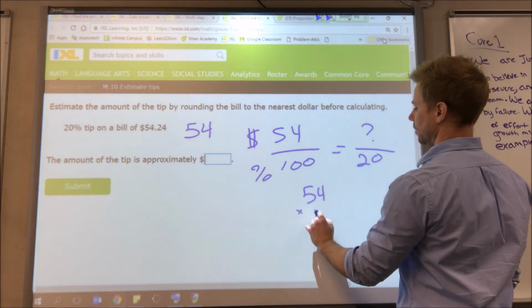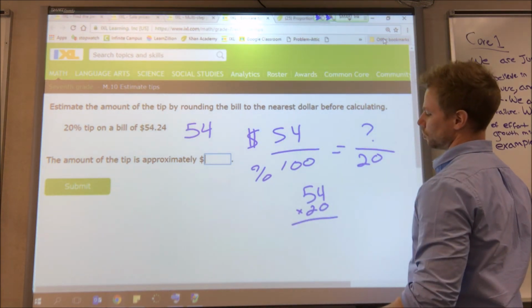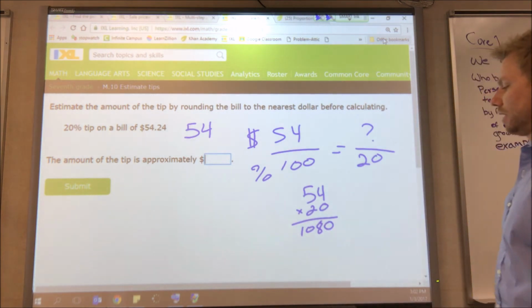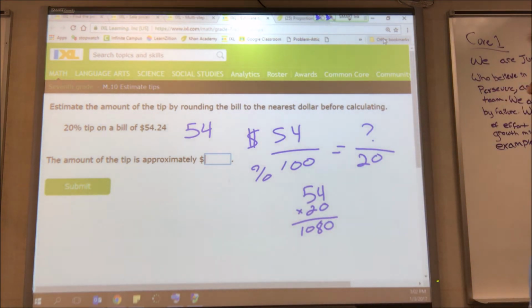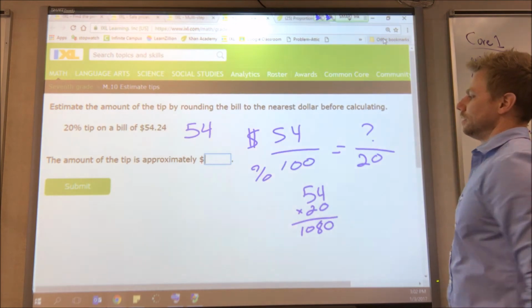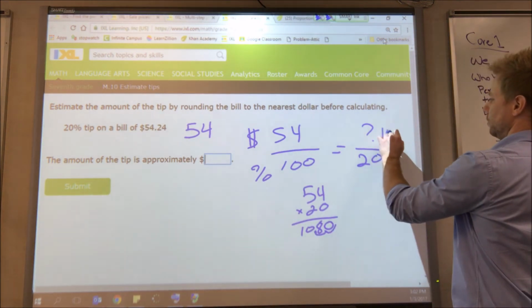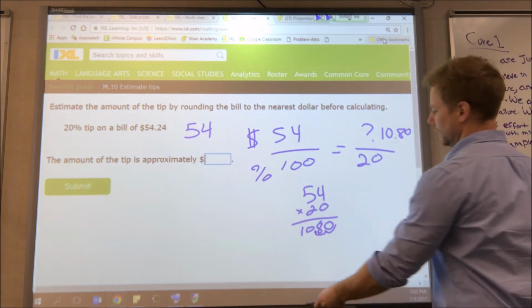So let's write that out. 54 times 20 would be 1,080. 1,080 divided by 100. Move the decimal twice. It's going to be $10.80.